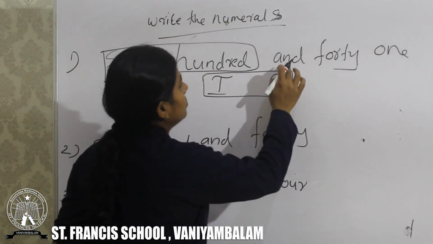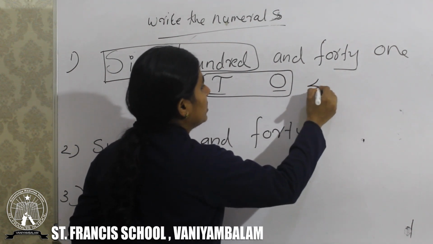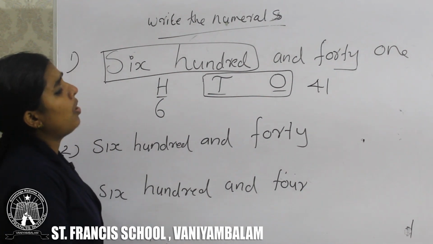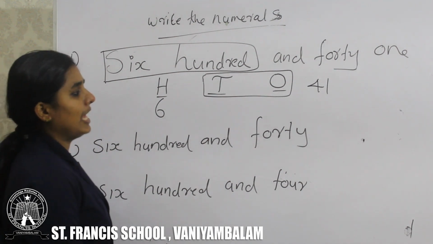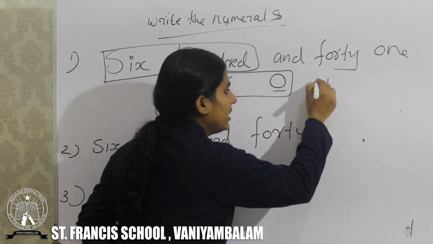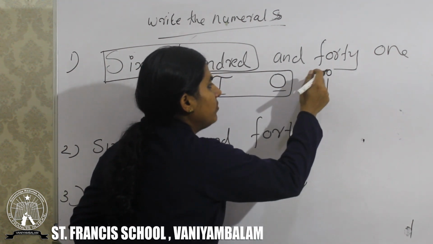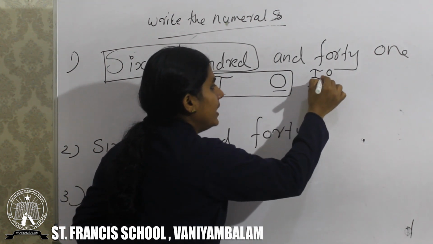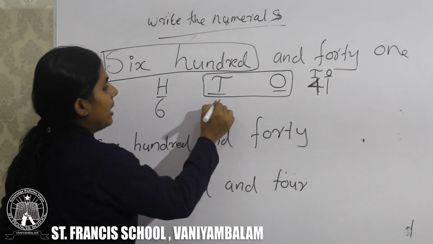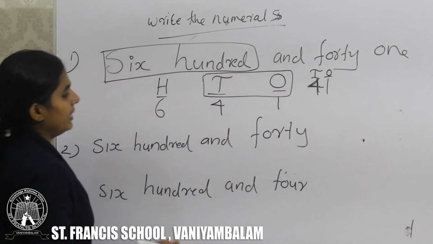Next we know these tens and ones we want to take together. That means next one, 641. How to write the number 41? This is number 41. Here we know ones place we have which number? That means the right side of this number, that is place 1. Left of the ones we have tens. Then tens place we have number 4. Ones place we have number 1.